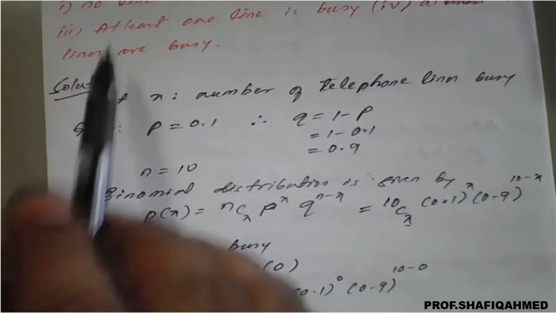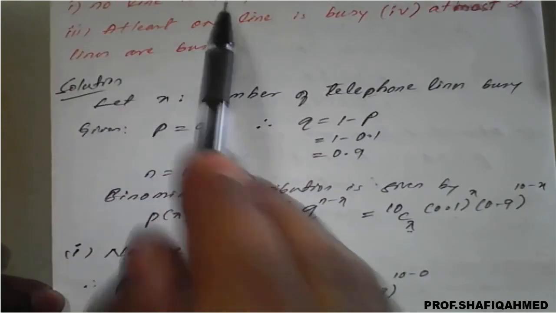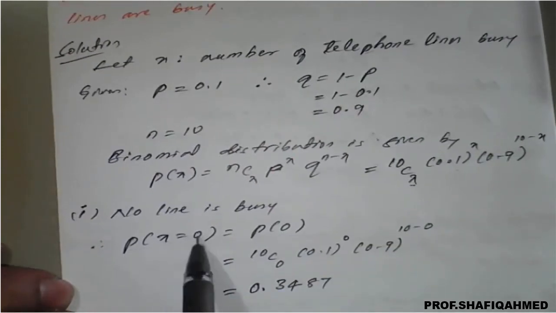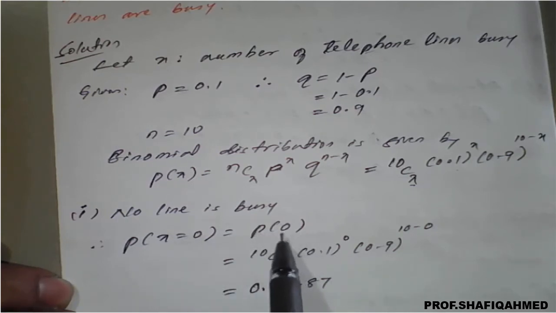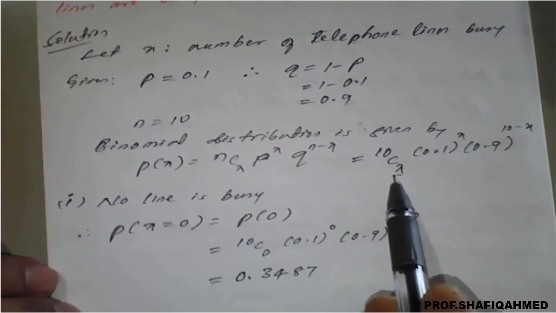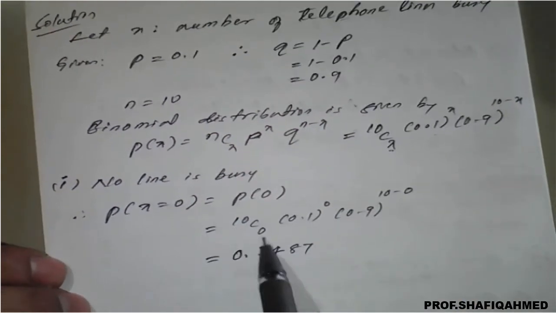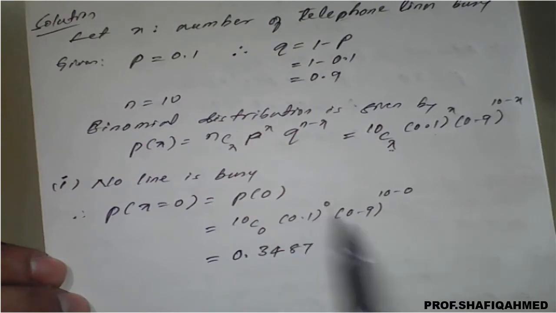So the first option is no line is busy. No line is busy means P(x = 0), where x value means all are clear. So no lines are busy means all are clear, it means x is 0. So we need to find the probability of x equal to 0. In this expression you replace the value of x: 10C0, 0.1 raised to 0, 0.9 raised to 10 minus 0. If you simplify the calculation, the result will be 0.3487, the result of no line busy.